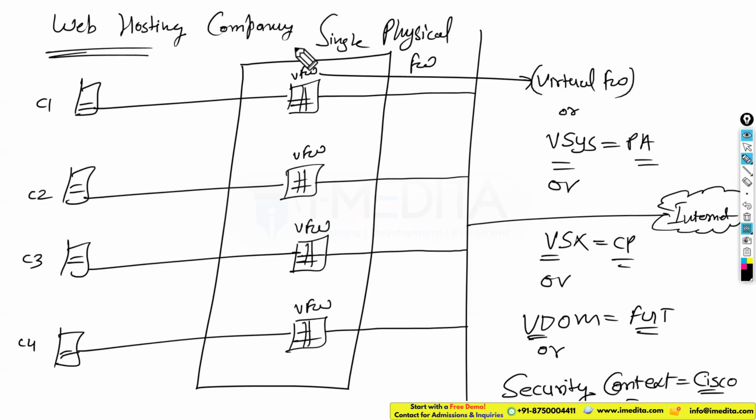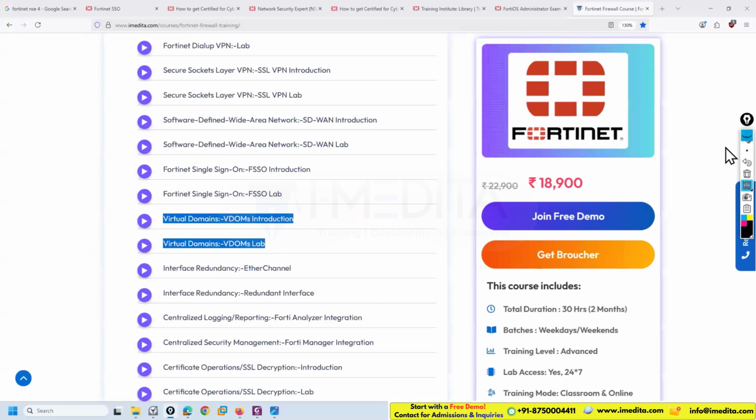Who can use this? Web hosting companies who need multiple firewalls at a single location. This is the primary use case. Secondary, if any company or client wants multiple firewalls at a single location, they can use this. So this is our security context, VDOM, VSX or VSys. When we break a physical firewall into virtual firewalls, these virtual firewalls are called VSys, VSX, VDOM or security context. So this was something about VDOM.